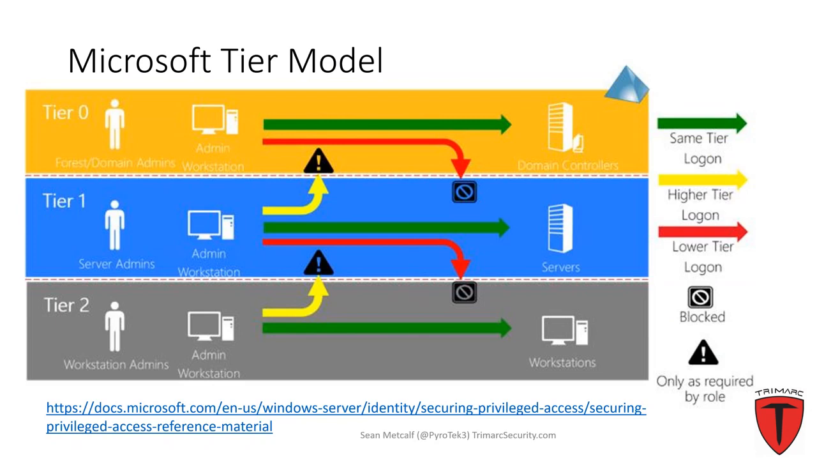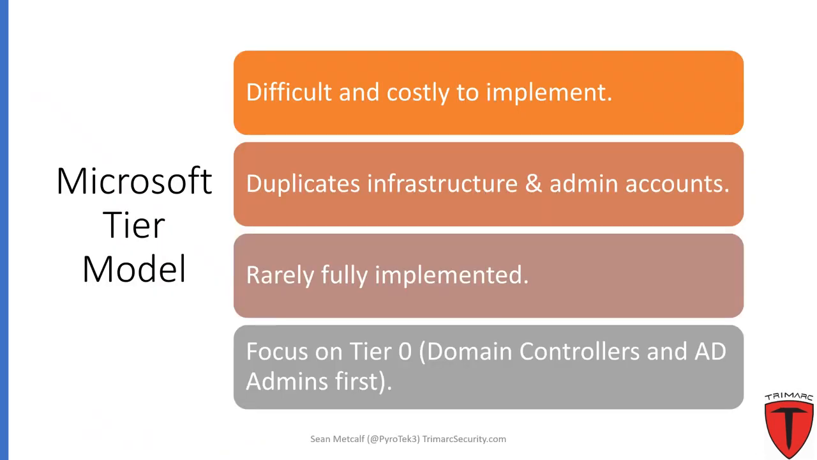So one of the challenges here is that there needs to be a separate management and patching system for each of these tiers that are separated from each other. None of the admin accounts can authenticate and have access to anything outside of their own tier. So this causes some challenges, but there's some others. And there's some really big challenges with this model. It's expensive to deploy, and once deployed, there's significant operational overhead. It duplicates infrastructure, is rarely fully implemented, and it needs to focus. Really, we need to focus on tier zero first.